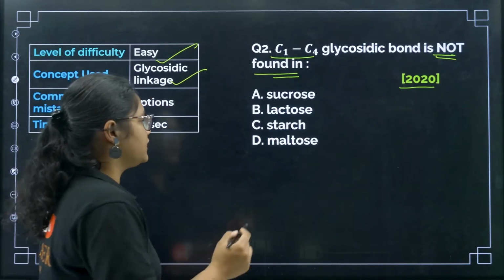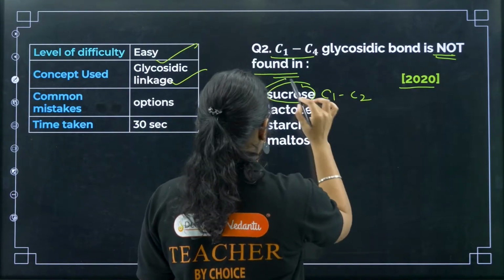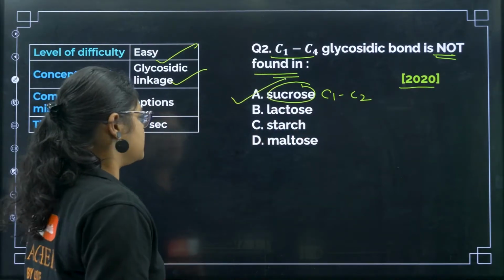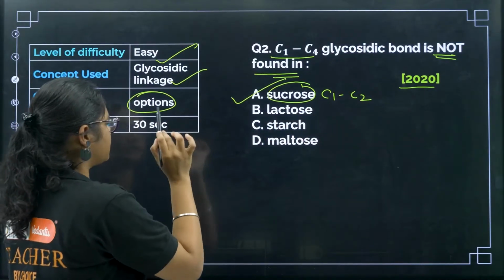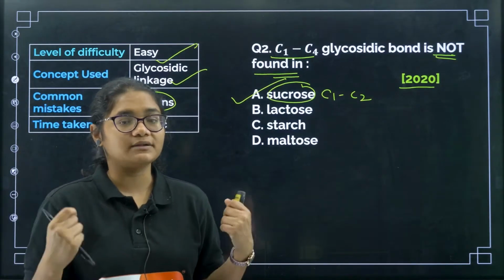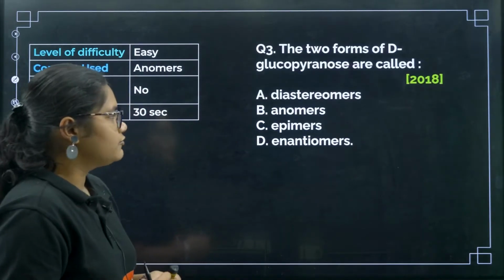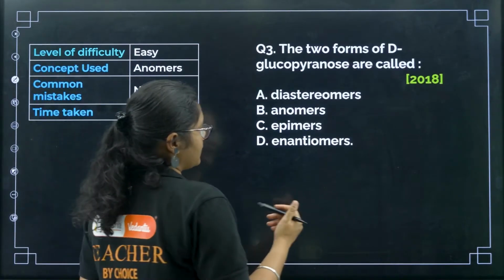Okay, so if you see in sucrose, we have a C1 to C2 linkage. So that is why option number A will be the correct answer. Here options I have written in this way. The place where you can go wrong is if you do not remember the structures correctly. Okay, fine. Next question, the two forms of D-glucopyranose are called.